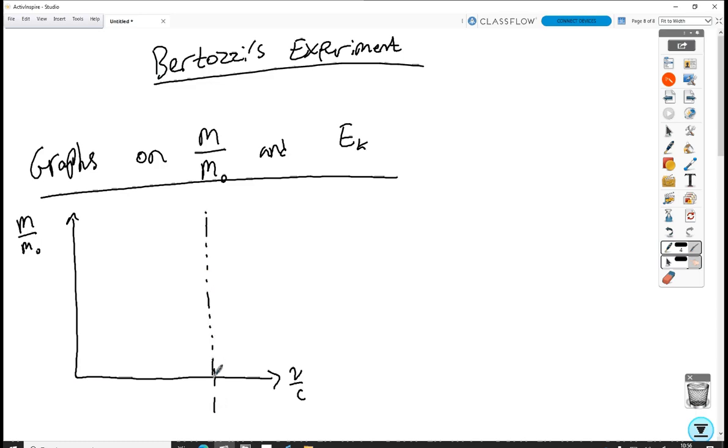And this value is an asymptote. When m is equal to m0, that also gives us 1. So the lowest value we can have here is 1. And the graph looks like that. It's asymptotic.